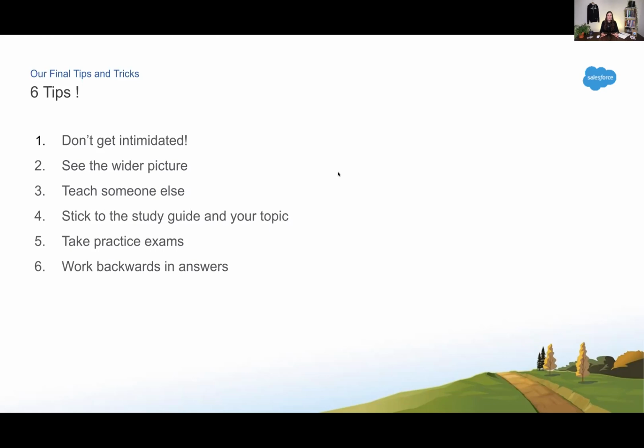Number four is to just stick to your study guide and your topic. Because Salesforce is so enormous, it can be easy to get off track and begin to get sidetracked by other shiny features or products. And this can be very overwhelming if you start to feel like you have to learn it all. This is just simply not the case. Stay on track, stick to the basics of what you have to know. And when you start to find stuff that you're studying boring, it's a good sign that you're ready to move on to a new topic.